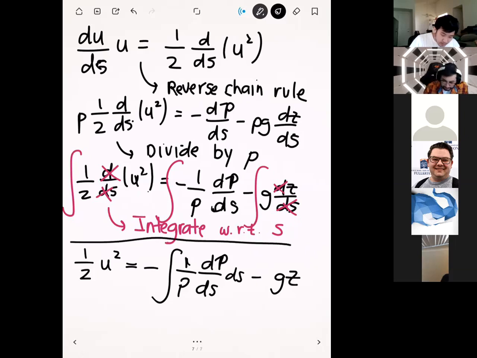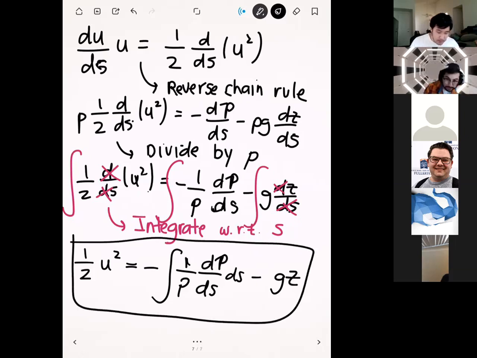And so this guy right here is actually one form of the Bernoulli equation. It's not that convenient for calculations, but this is one form of it. Okay. All right. Any questions on how we took the steps in order to get here? Okay. So let's explain why I didn't perform this integral right here.